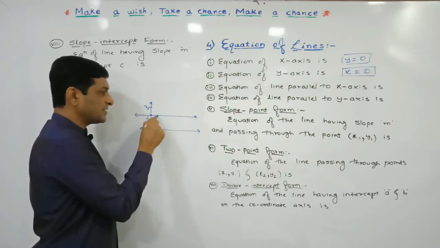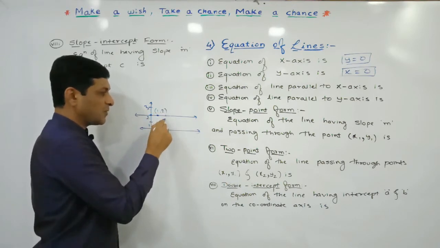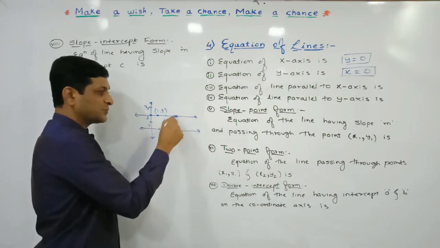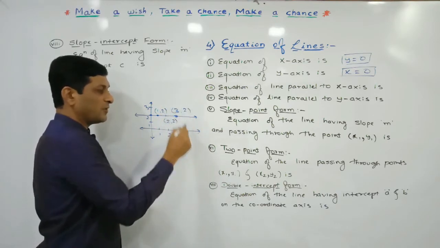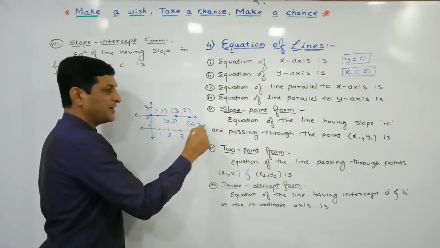We can easily observe that the coordinate of this point is what? 1, 2. If 2 is there, then the coordinate of this point, x coordinate is 2, y coordinate is 2. For this point, x coordinate is 3, y coordinate is 2. For this point, x coordinate is 4, y coordinate is 2.